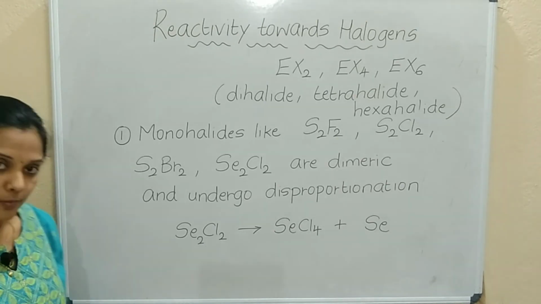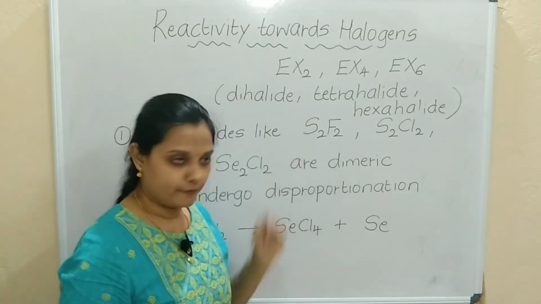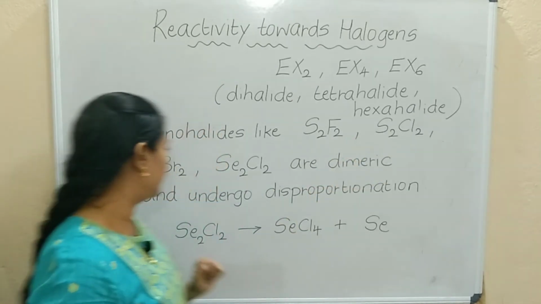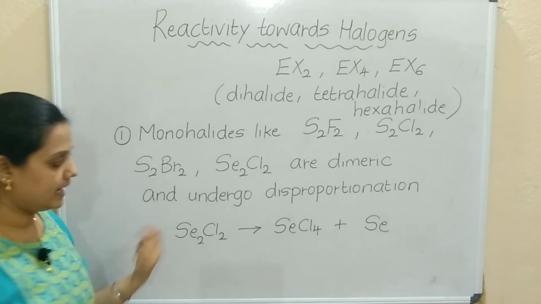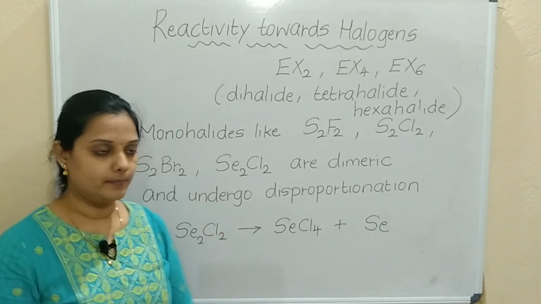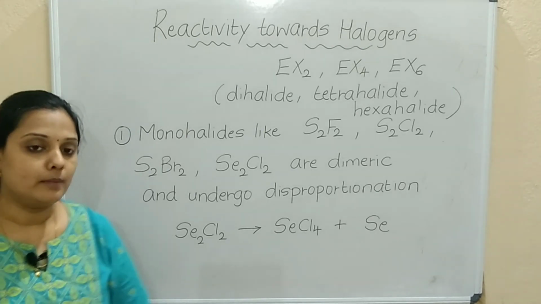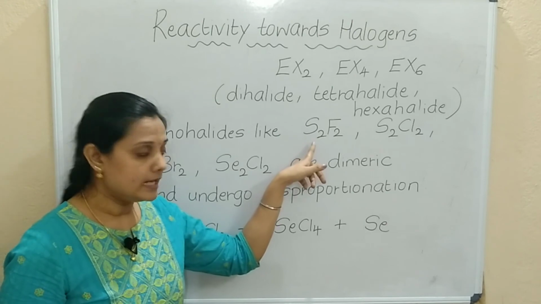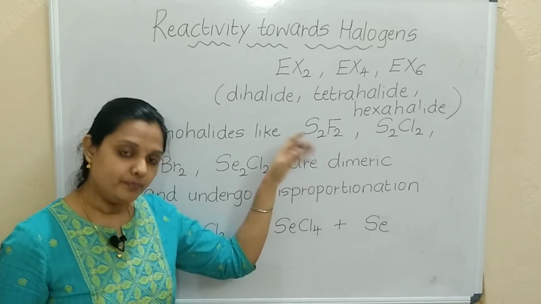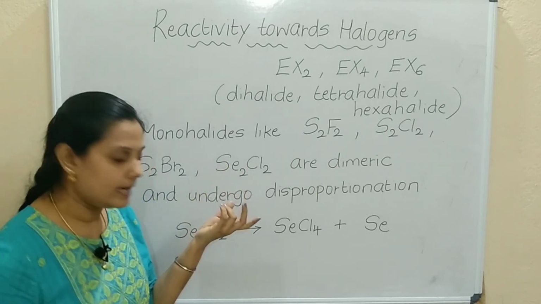So, see the first point, we will discuss this. Monohalides like S2F2, S2Cl2, S2Br2, Se2Cl2 are dimeric and undergo disproportionation. So, monohalide means what? Having one type of halogen. So, you can see in these compounds, the element of group number 16 is combining with one of the halogens. It is a monohalide compound. Why?